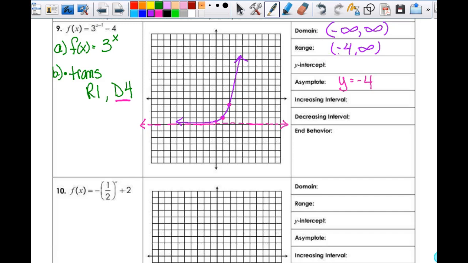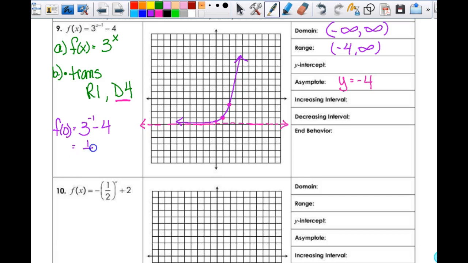My y-intercept, if that's not something that I have graphed, it's something that I have to go figure out. Now, I have it graphed, but we can think about what's happening with that as well. If I don't know what it is, I can substitute in 0 for x. So I can say I want f of 0. That's equal to 3 to, well, 0 minus 1 is -1, and then minus 4, right? So what's 3 to the -1 power?